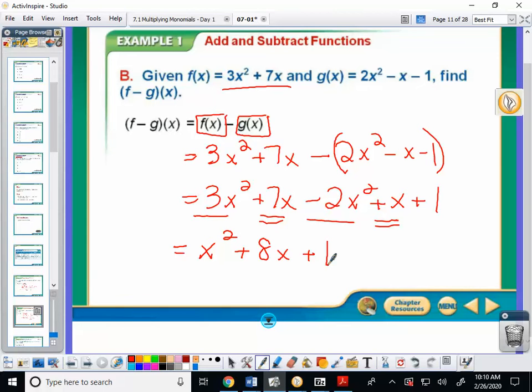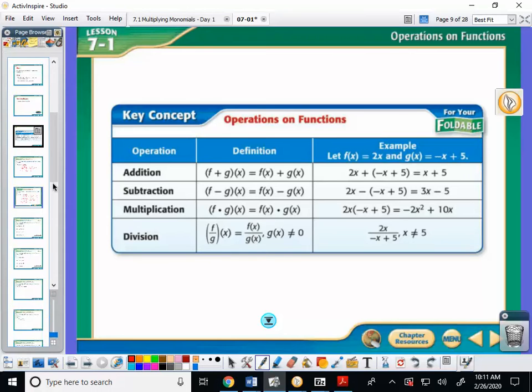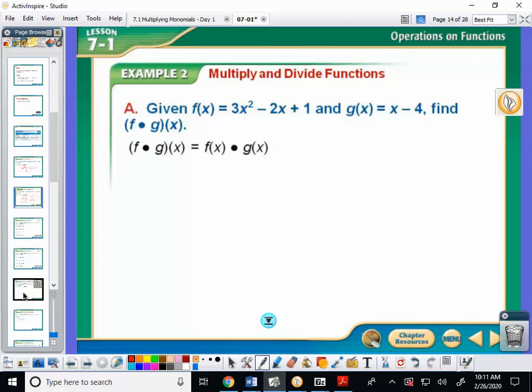Go back to that table. Let's look at one where we are multiplying. We'll know we're multiplying because it will say f times g of x. We're going to take our f function and multiply it by our g function. So let's look at example E. I'm going to jump down to letter E. In letter E, we have f of x equals 3x squared minus 2x plus 1. And g of x is x minus 4. So we're taking f of x times g of x.